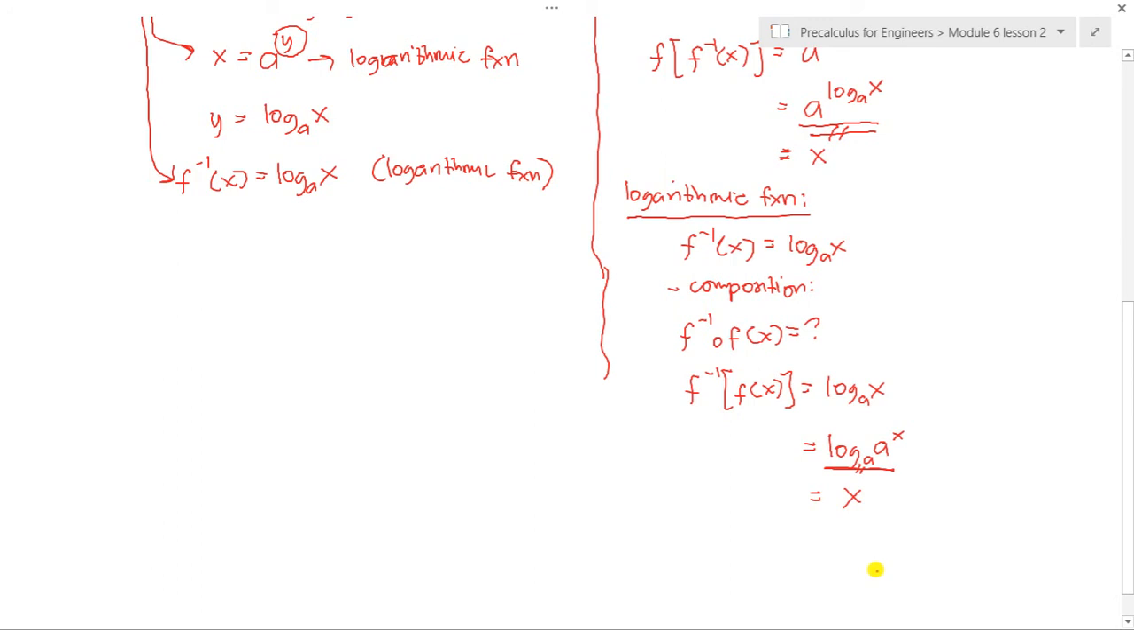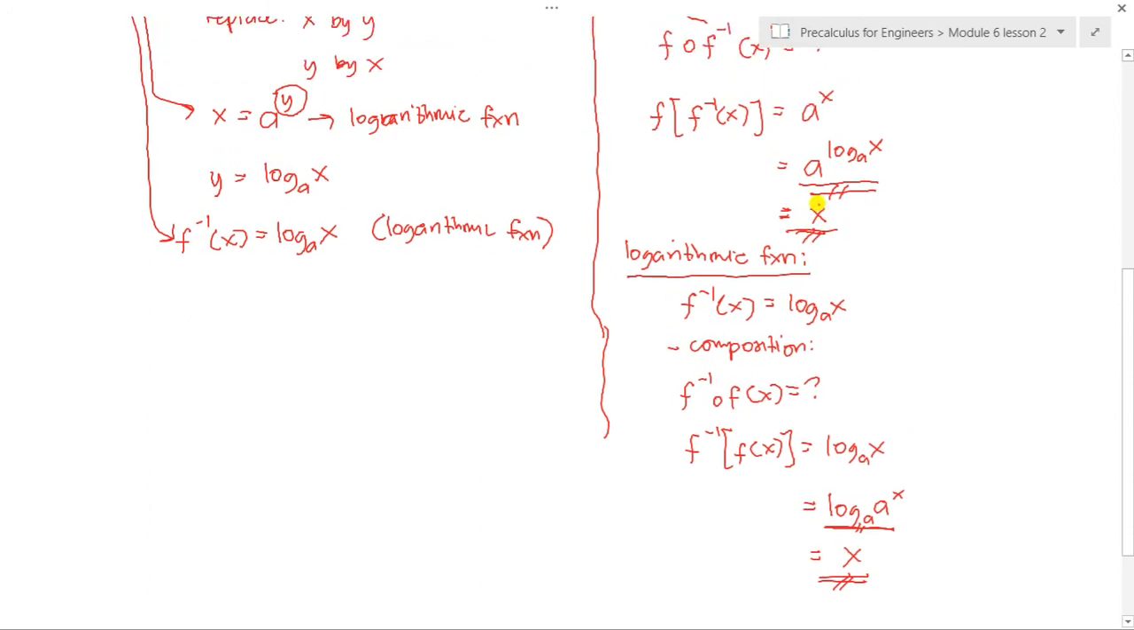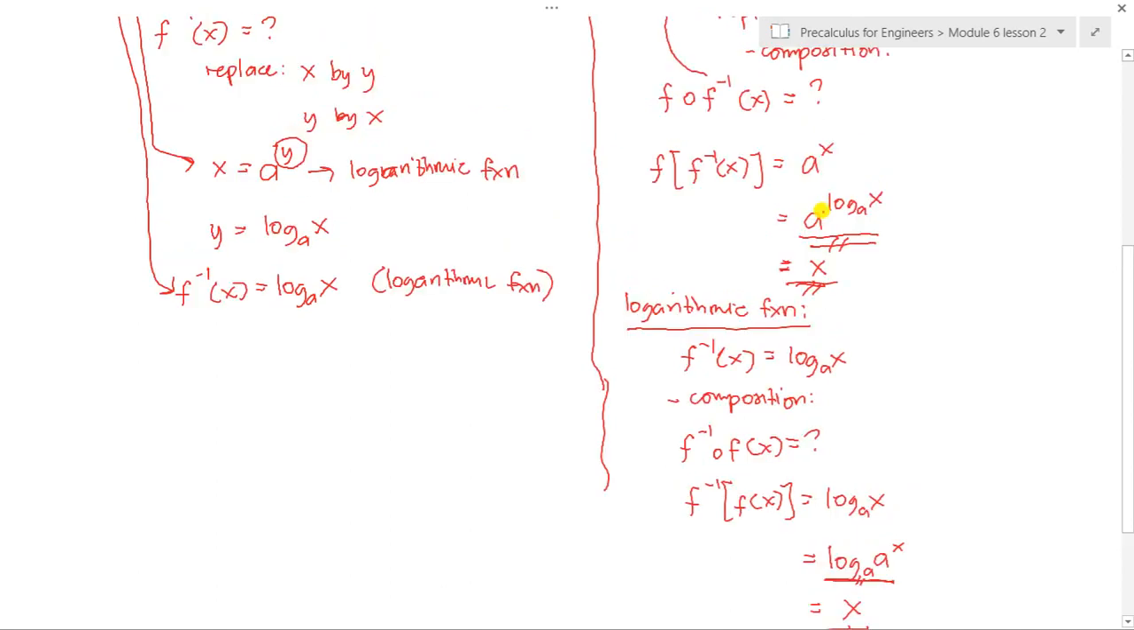So therefore, since they are the same, both compositions have an answer equal to x. So we can say that a one-to-one relationship exists, and then we can say that the logarithmic function is the inverse of the exponential function and vice versa.